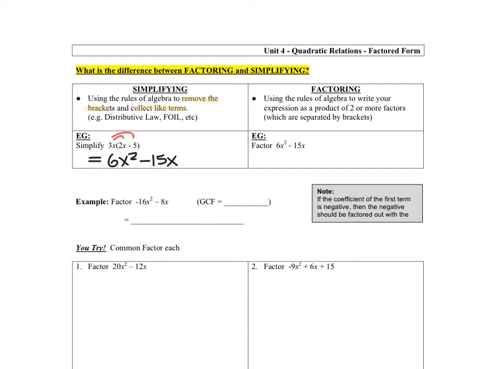Factoring, you're using your rules of algebra to write your expression as a product of two or more factors. That's when those brackets come in. We want to introduce the brackets for factoring. So it's a product of two or more brackets. So that's when we're going to find that greatest common factor. So this is the same expression we just came up with. So the GCF would be the 3x, sorry.